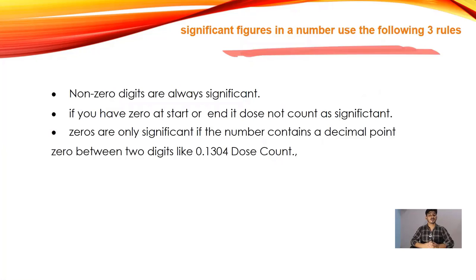Significant figures in a number use the following three rules. All non-zero digits are always significant. If you have zeros at the start or end, they do not count as significant. Zeros are only significant if the number contains a decimal point, or a zero between two digits, like 0.1304. That counts.